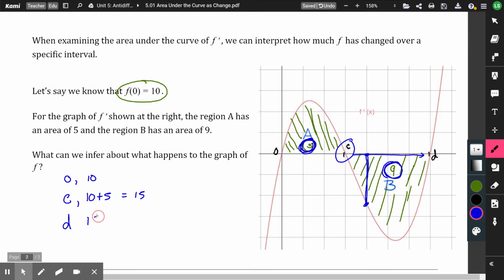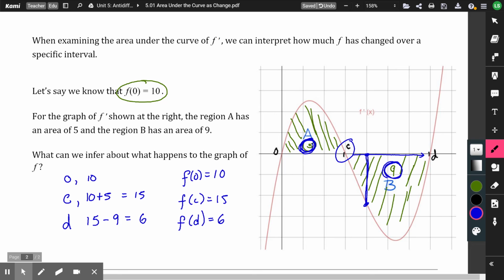So we started with the 15 that we had at c, and we're going to take away the area of 9 that's below the curve. We'll end up at 6. So what we know is we started with f of 0 is equal to 10. By the time we get to x equals c, we're at 15. And by the time we get to x equals d, we're back down to 6.